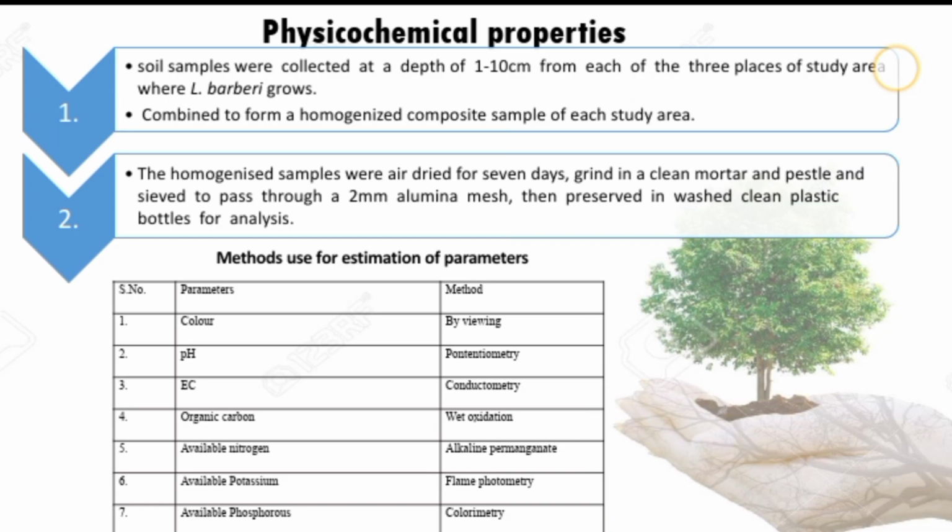Soil samples from three different places where the plant grows were collected at a depth of 1 to 10 centimeter, and combined to form a homogeneous composite sample. The soil sample was air dried for 7 days, ground in a clean mortar and pestle, sealed and stored for further analysis. This table is showing the methods used for the estimation of the parameters.